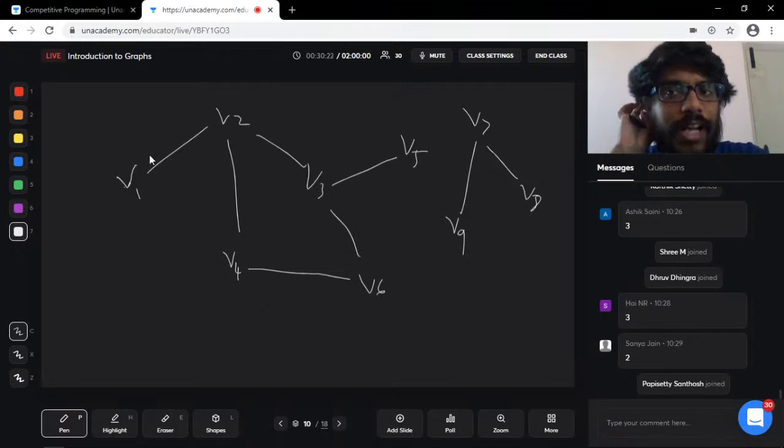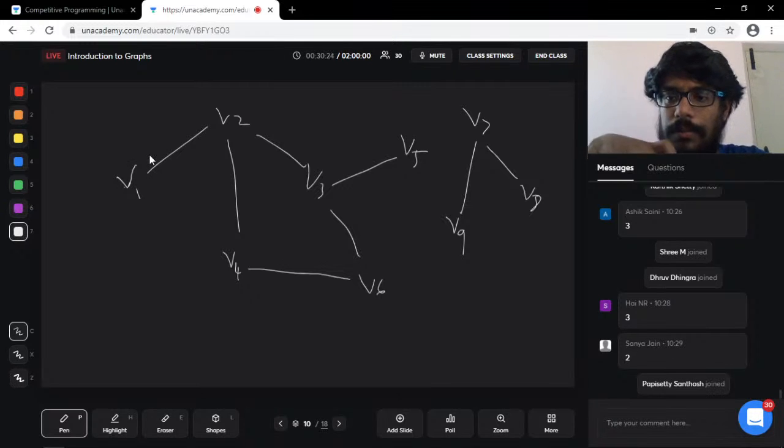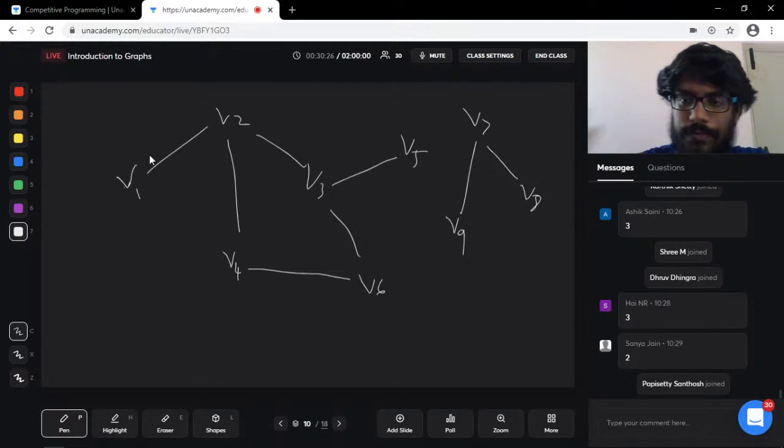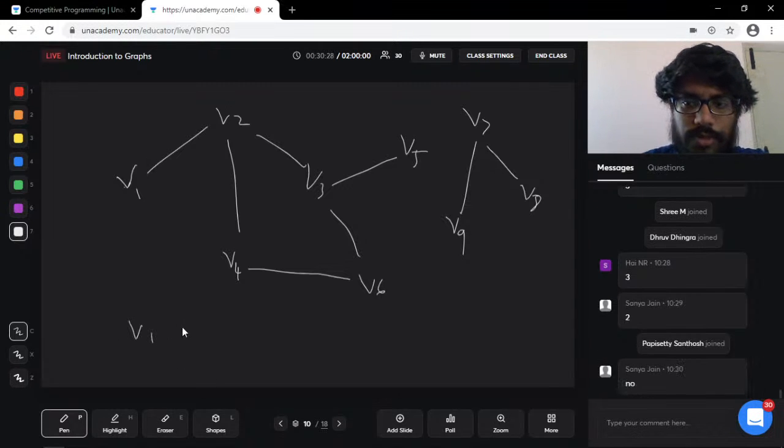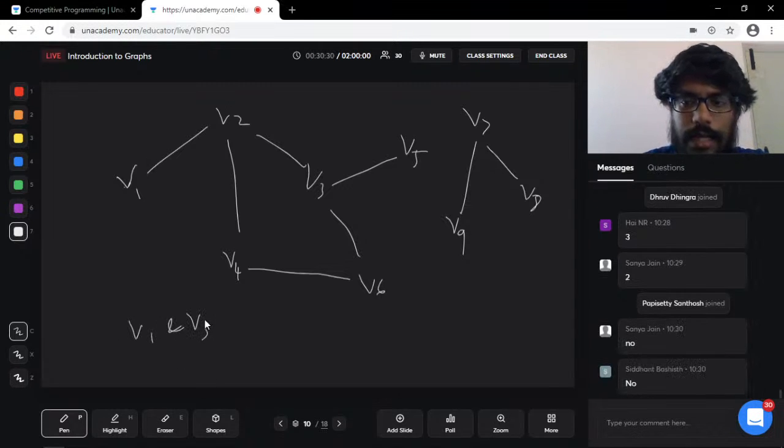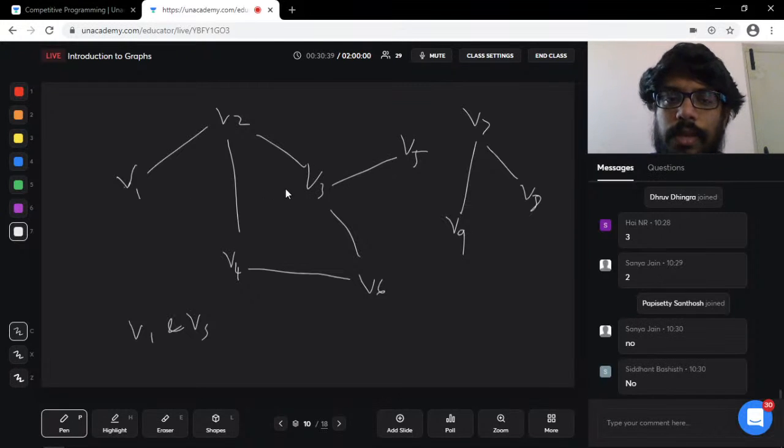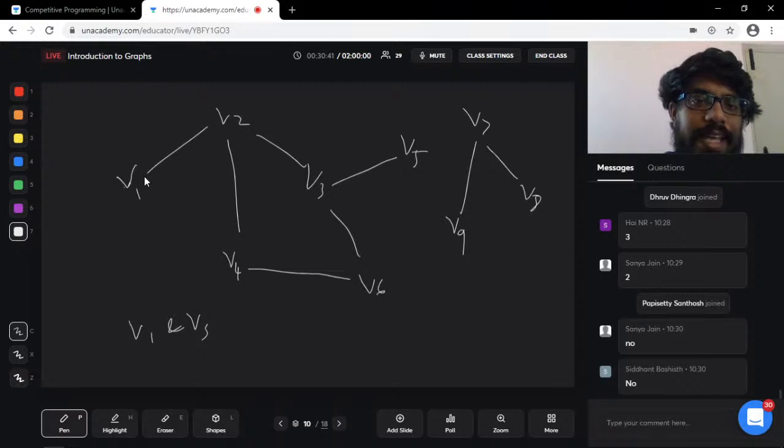Are V1 and V3 adjacent to each other? V1 and V3, are they adjacent? No, right? Because there is no direct edge between V1 and V3. So V1 and V3 are not adjacent. But I can go from V1 to V3 using a sequence of edges. I can start from V1, follow this edge to V2, and then from V2 follow this edge and go to V3.